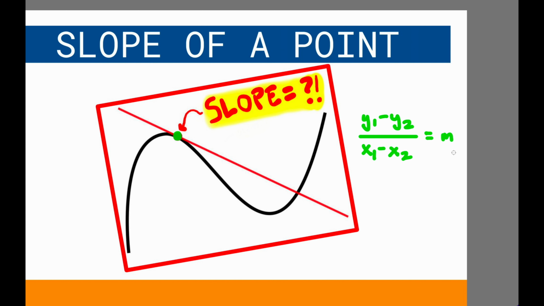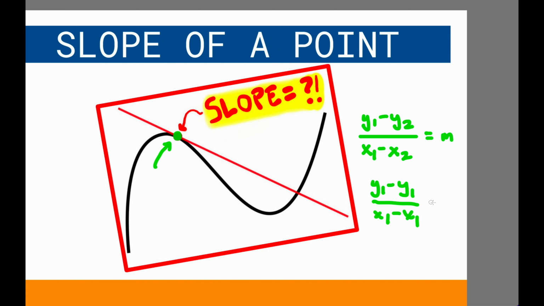But this is the slope of 2 points. That's in essence what that 1 and that 2 represent. Those are 2 separate points, 2 separate x comma y coordinates on a graph that you're finding the slope of. This time, we're figuring out the slope of 1 point. So you can think of it as y1 minus y1 over x1 minus x1 being equal to the slope of a point, or the derivative.